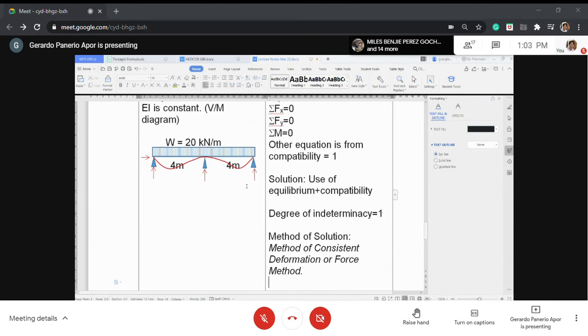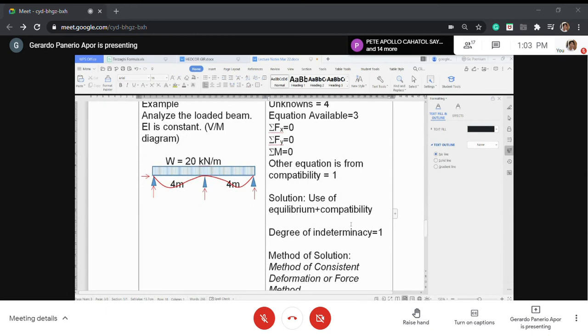Our equation is not enough. That is why we use compatibility. So this is what we are going to use. One naman gid ang compatibility, kay isa ra siya ka equation.